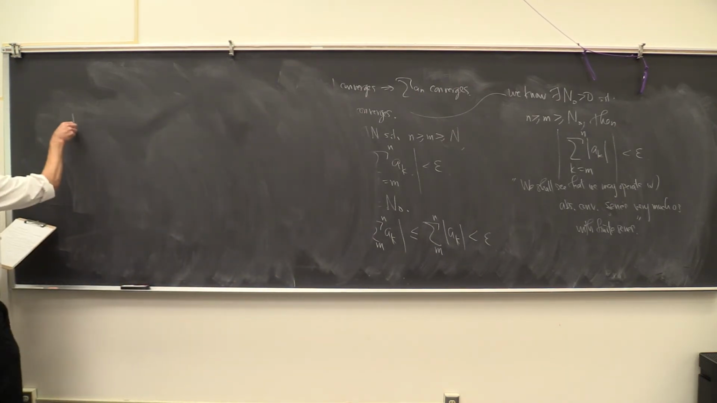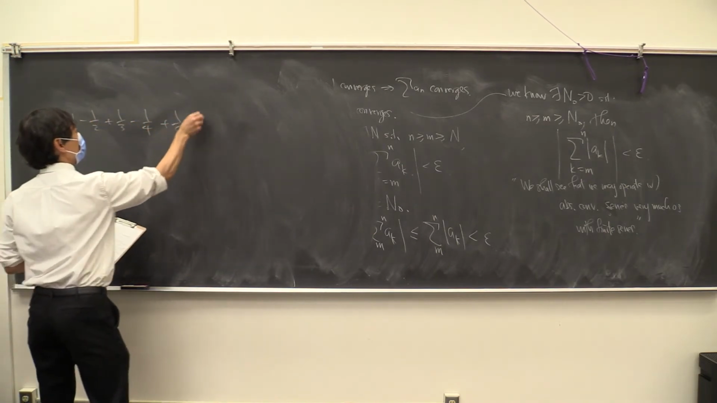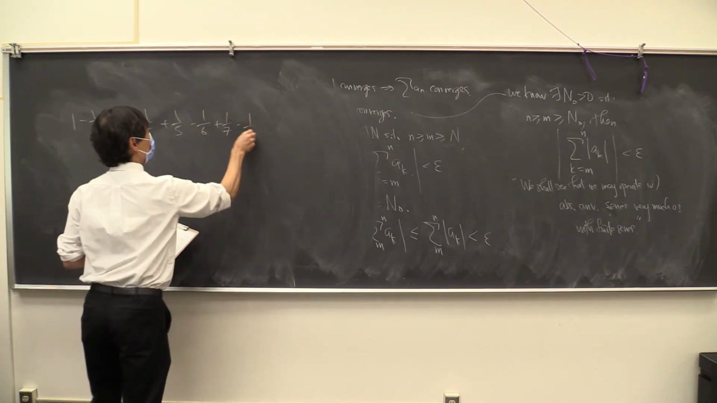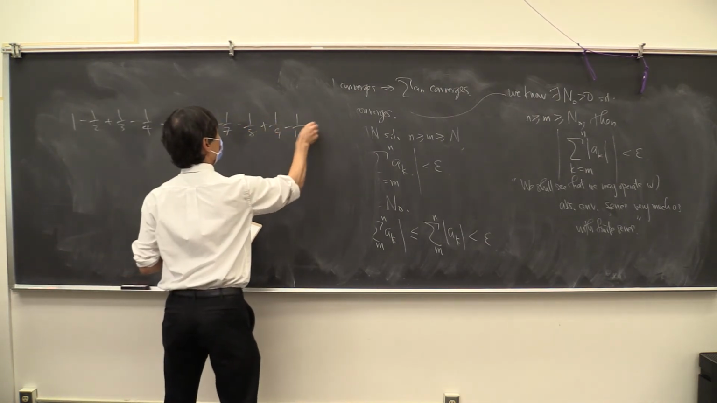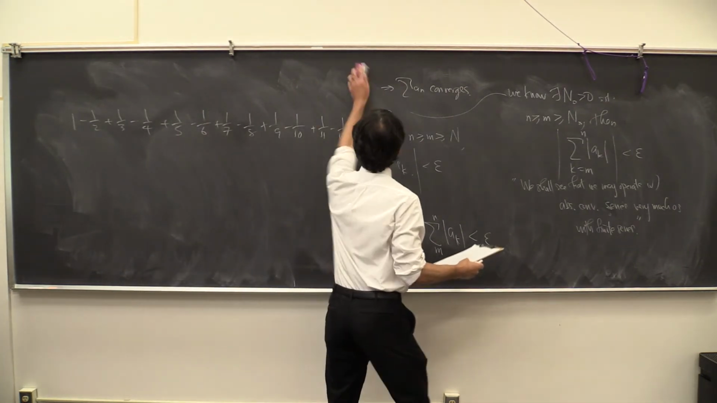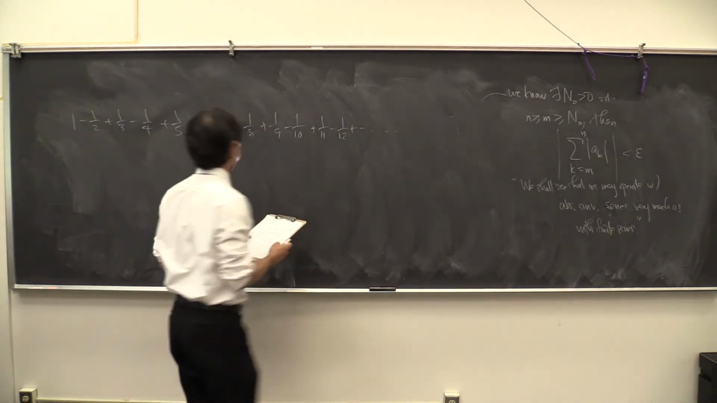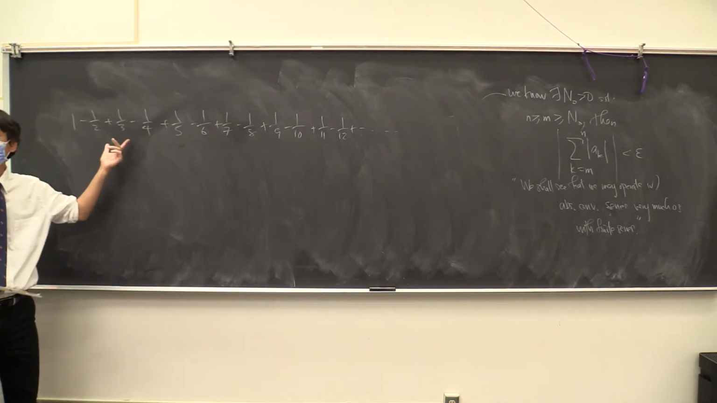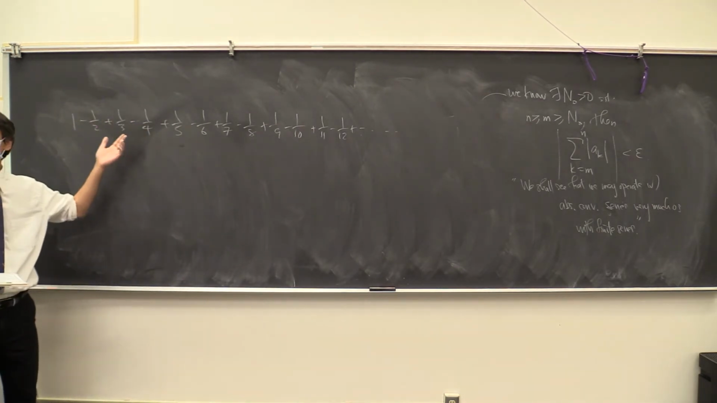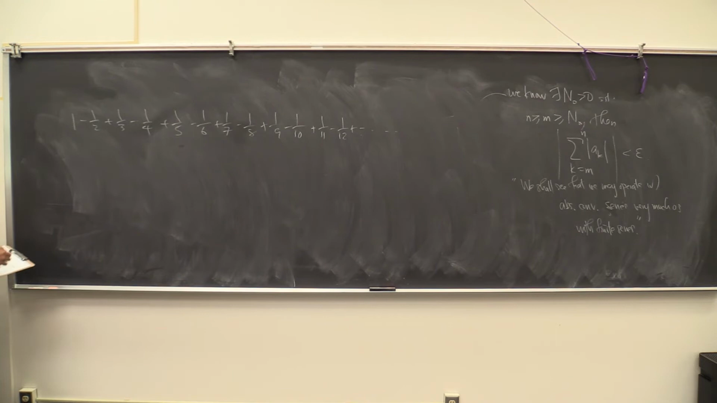So let's start off with your standard non-absolutely convergent series. This is the alternating harmonic series. It does not converge absolutely, because if you take the absolute value of these guys, you get the harmonic series, which doesn't converge. But by Leibniz's test, it does converge to some number, as we said before. So let's call that number gamma.